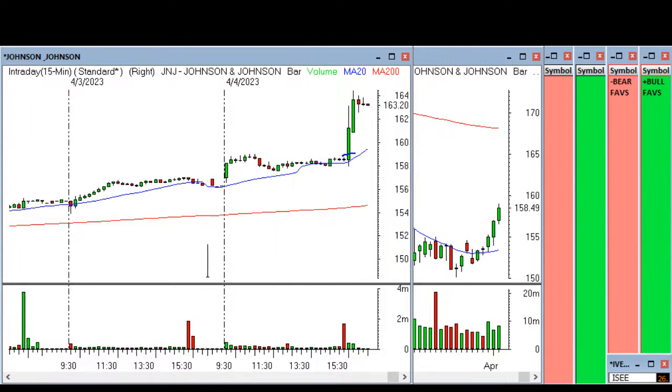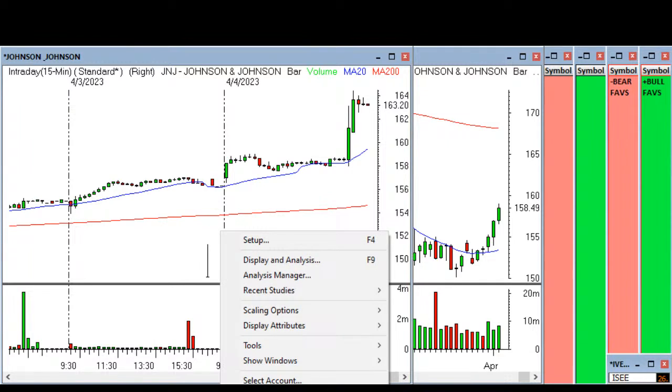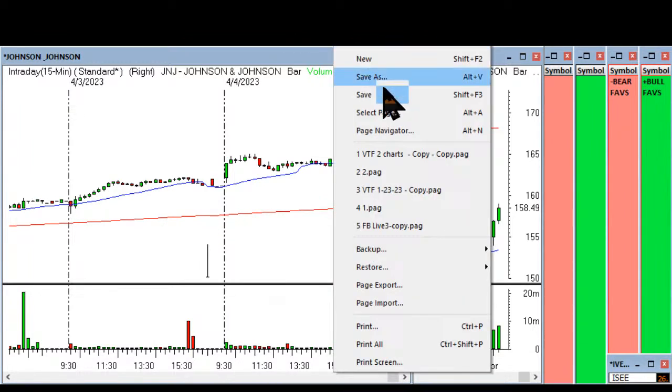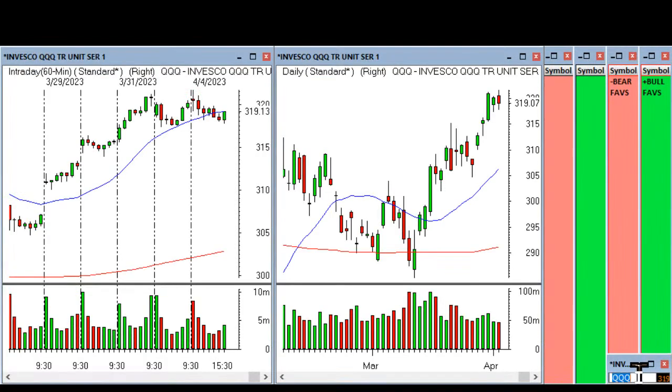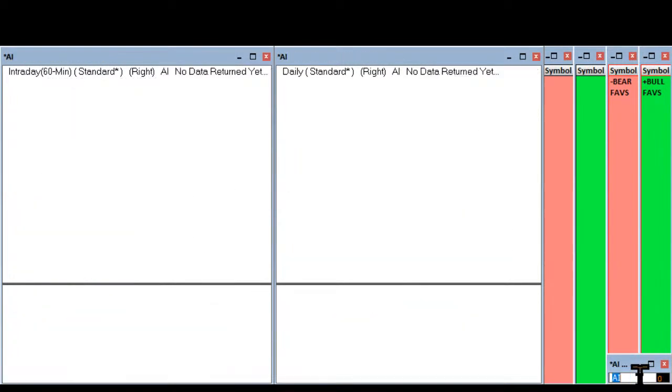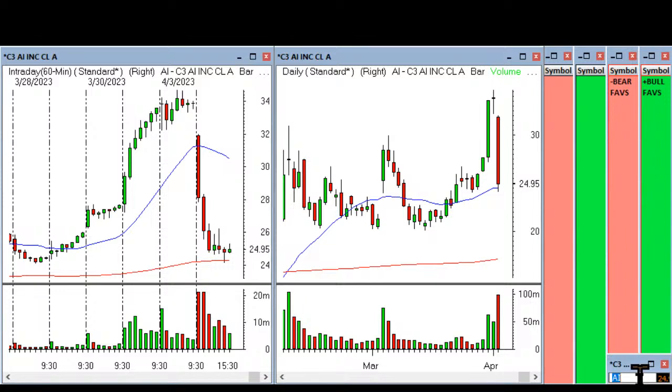So I get it. All right, AI. Let me now reopen the page so I can get rid of the post-market data. And then AI, another thing to note, it opened below the doji.